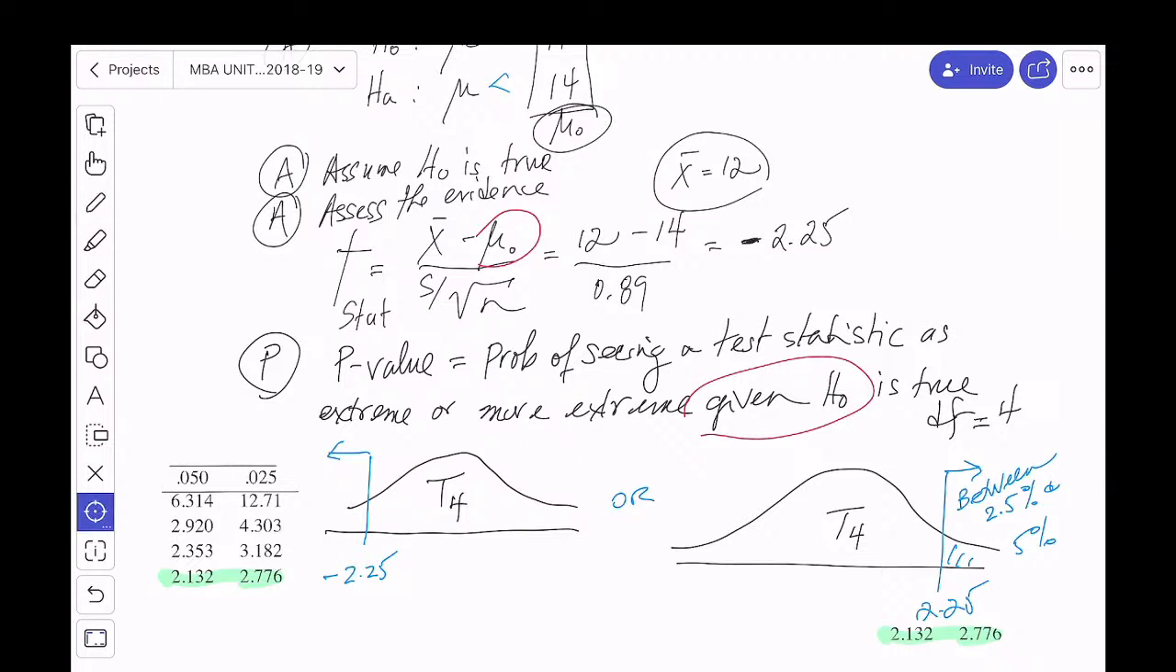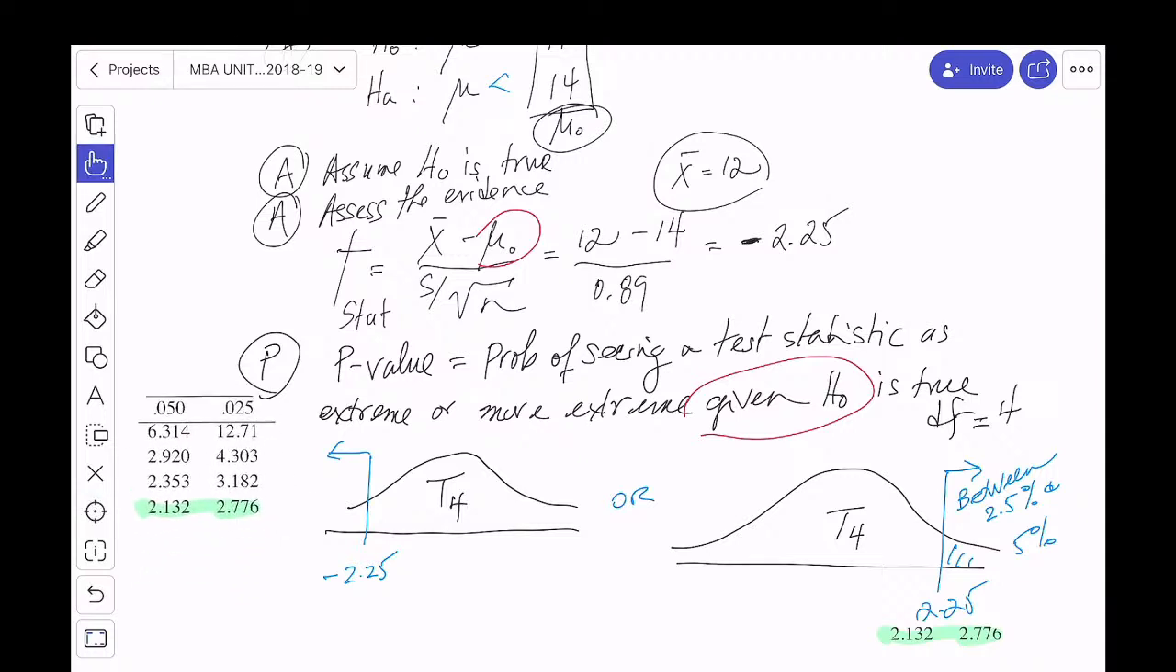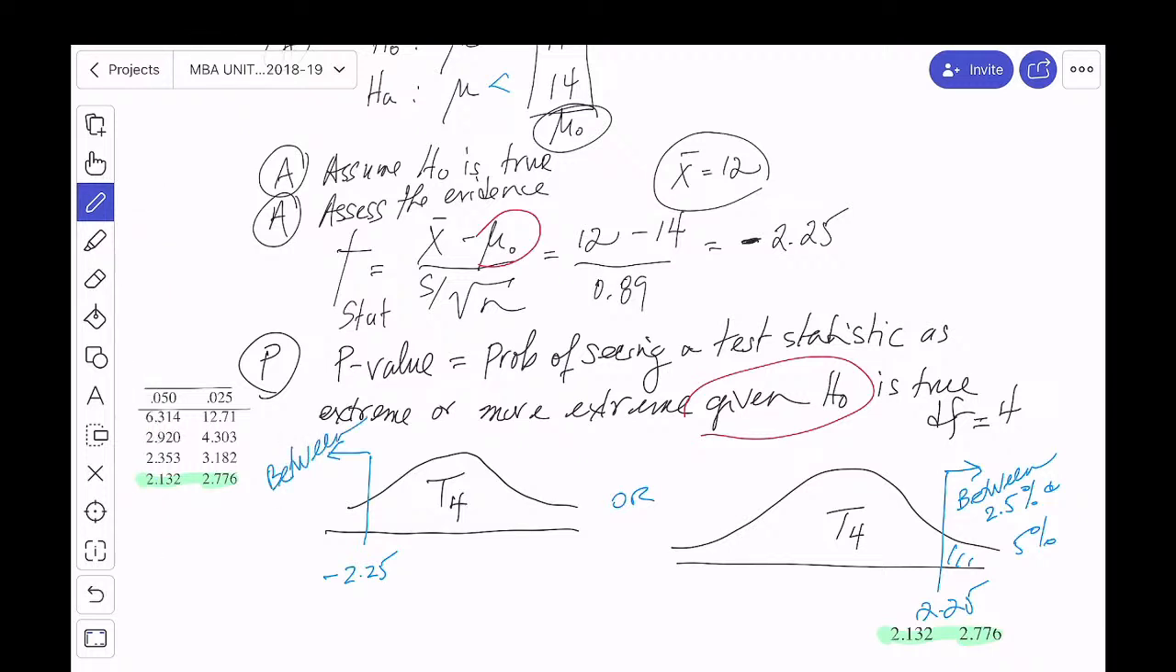Now, why did I go in this direction? Because that's what the table has. Although I want this direction, I use the right side to get the answer. And then I put my answer on the left side. So this is also between 2.5% and 5%. All right, so it's not 5% because that would have been lower.